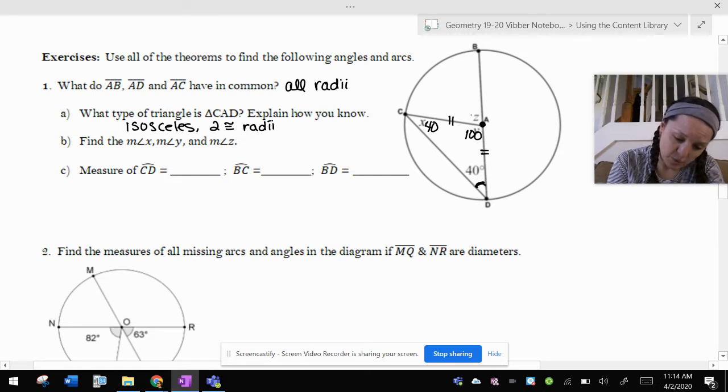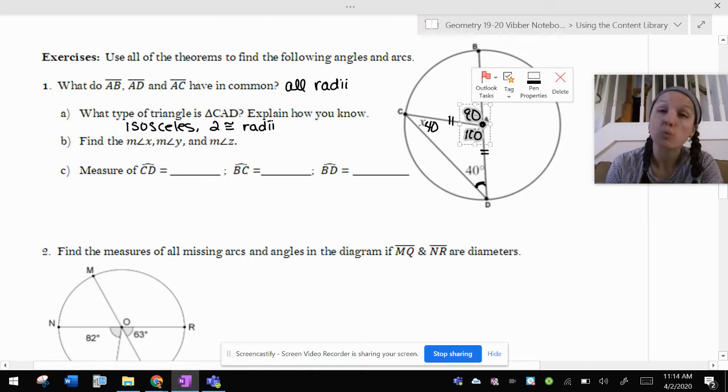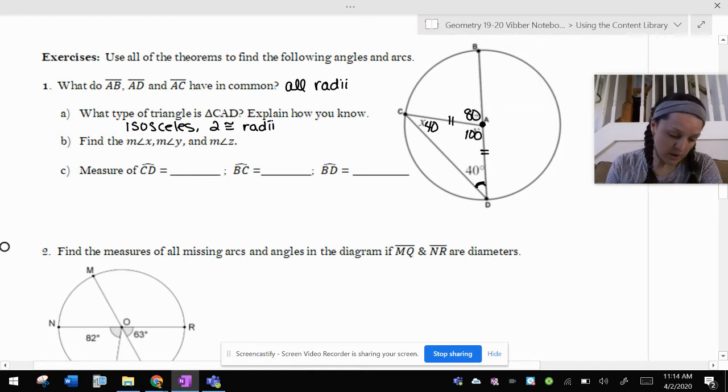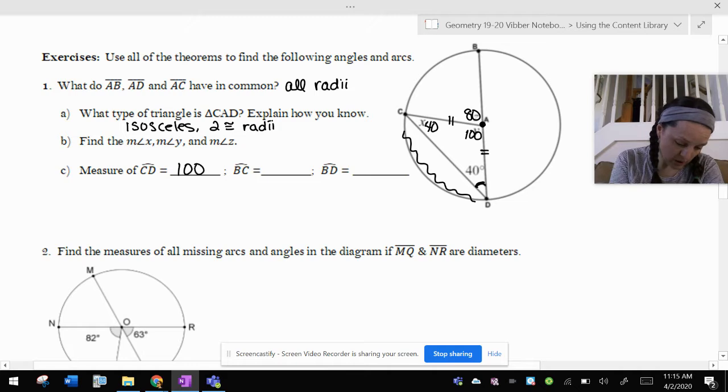Well, Z and 100 make a straight line, so they are a linear pair and therefore add up to 180. All right, so there's the measures of X, Y, and Z. I've written them on the diagram. Then it says find the measures of some arcs. So arc CD would be this one right here. It's across from 100. 100 is a central angle, so CD is 100 as well.